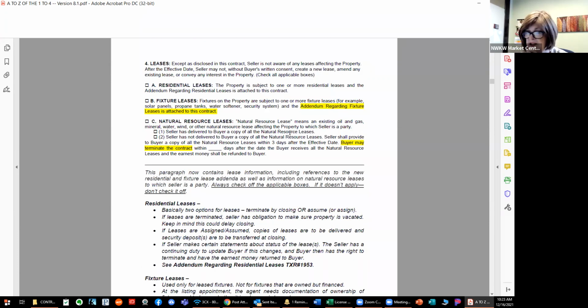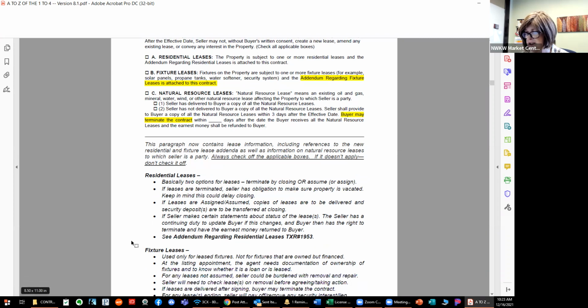Okay, number 4 goes over leases. They now have a complete document all about leases, thank goodness, because there was so much that people would have to remember to put in when there's a lease involved on a property that they're buying, that they finally came up with a really good form, a document that lets them addendum regarding residential leases. That's TXR 1953. You'll notice under the notes on residential leases.